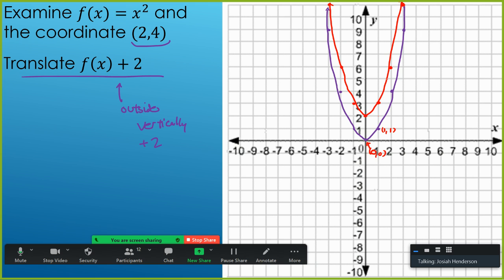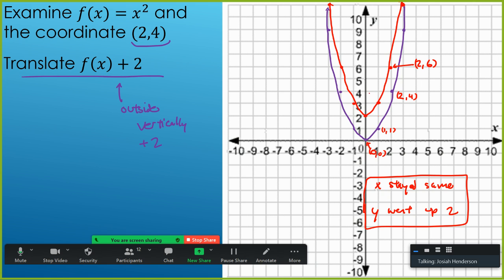Now if we focus on one point, let's look at 2, 4 again. So originally 2, 4 was on our parent graph. Our new version right here, what is that? 2, 6. Same question. What's the same? What's different? Here, x stayed the same, right? It was 2, 4, and it ended at 2, 6. So x wasn't really affected or changed, but y went up 2. And if you look at any of the points, that's what's happening. The x didn't really change, but the y went up by 2.